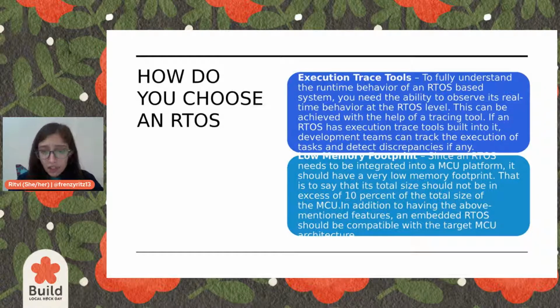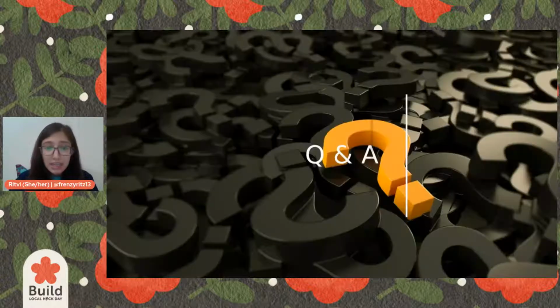Low memory footprint, so you do not want the RTOS to take up a lot of memory when it's doing the tasks. You want maximum memory for the task itself. So having a low memory footprint for different tasks is also important. Again, just get acquainted with the term. So again, I'm going to ask, are there any questions regarding RTOS?